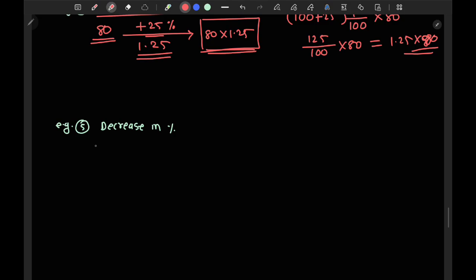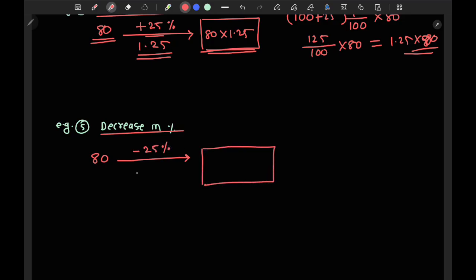Similarly, we have to understand the decrease in percentage. Now here the price was increased by 25 percentage. Now let's say the item was at 80 rupees. The price is decreased by 25 percentage. Now we have to find out the new price. Here also in a similar way, the price is 80. The price is decreased by 25%.